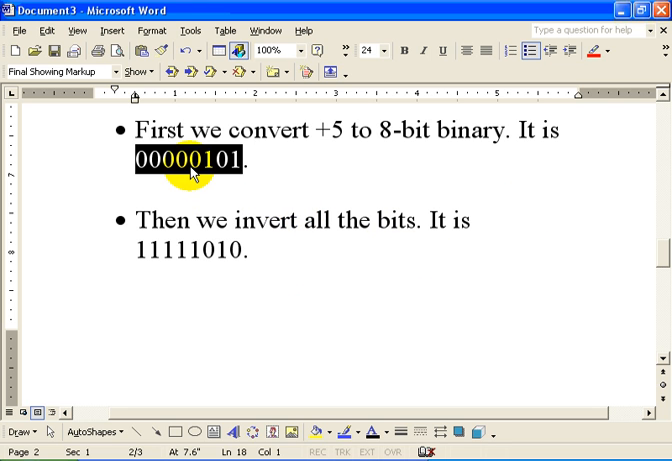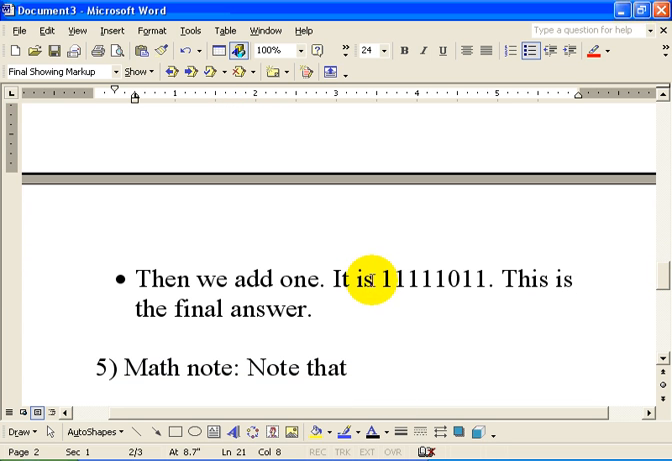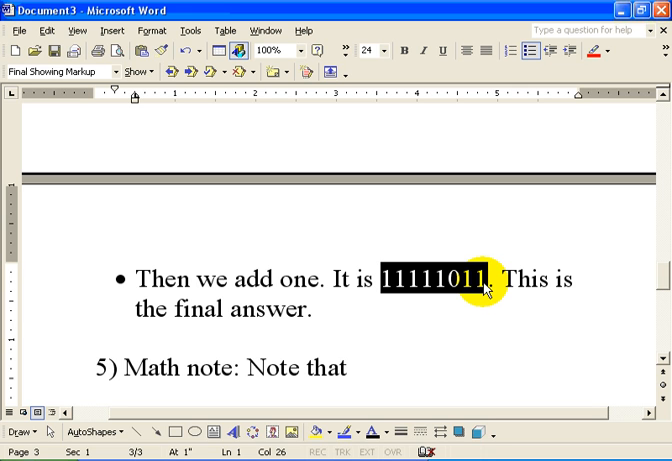Okay, the next rule is we invert all the bits. We convert every 0 to a 1 and every 1 to a 0. That gives us this number. And then finally, we take this number and add 1. In this case, it's easy to add 1. We don't have any carrying to do. So we add 1, and I get 1, 1, 1, 1, 1, 0, 1, and then the 1 that we've added in there, 0, 1, 1. So this is the number here. This is quite simply the 8-bit 2's complement representation of the number minus 5. It's the final answer to this example.